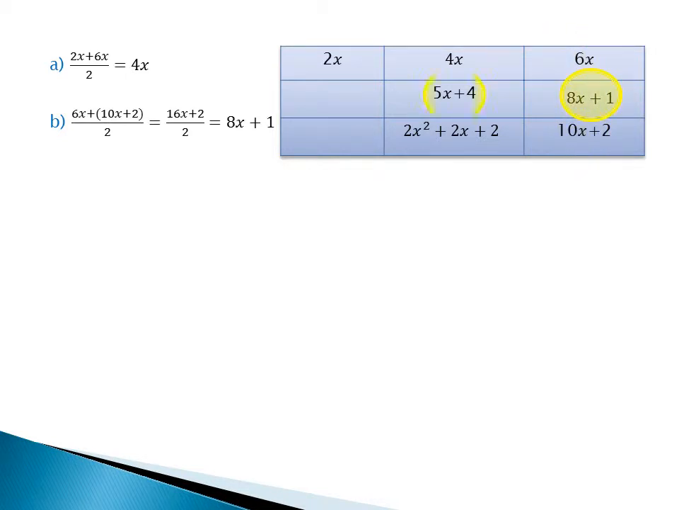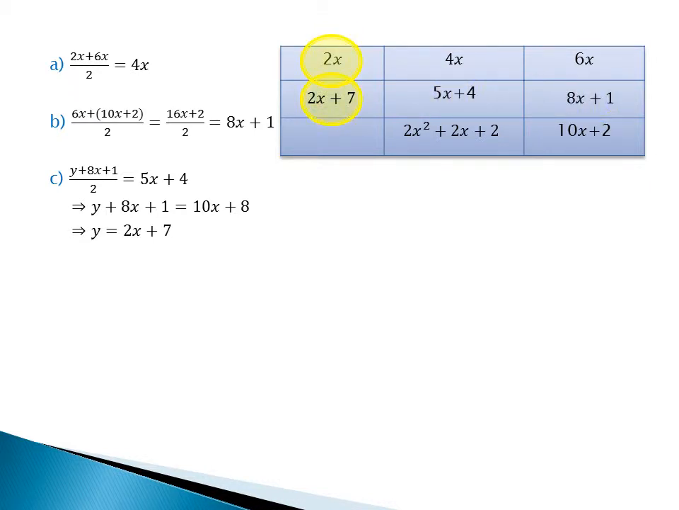You take your middle row, call that box y. You can say y plus 8x plus 1, all divided by 2, is 5x plus 4. And then you can rearrange to find y in terms of x. Put that back into your table. If you take your left column and call that box z, you can say that 2x plus z all over 2 is 2x plus 7. You can rearrange to find z in terms of x.